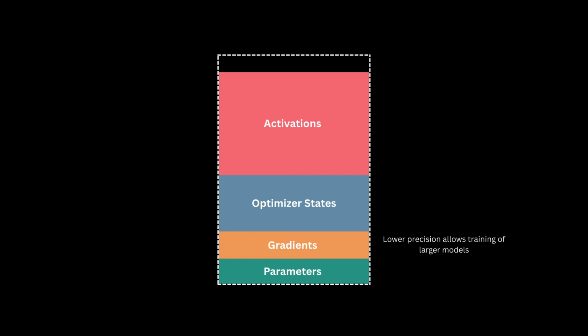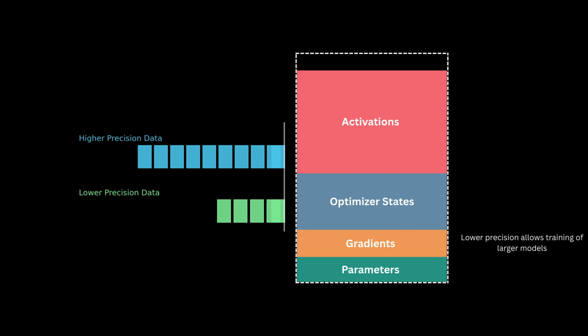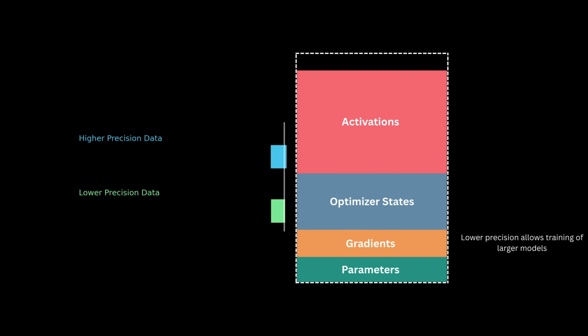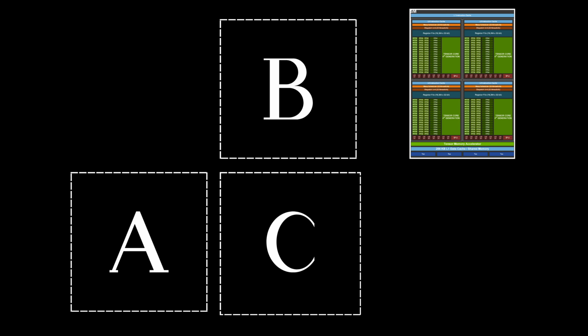Since each value now takes up half as many bits, data transfers between GPU memory and compute cores happen faster. This reduces memory bandwidth bottlenecks. But the biggest speedup comes from hardware level optimizations. Modern NVIDIA GPUs come with tensor cores, specialized processing units designed to perform matrix multiplications using lower precision data types like FP16 or BF16. The operation of computing products of matrix A and B to produce output C is at the heart of nearly all deep learning models.